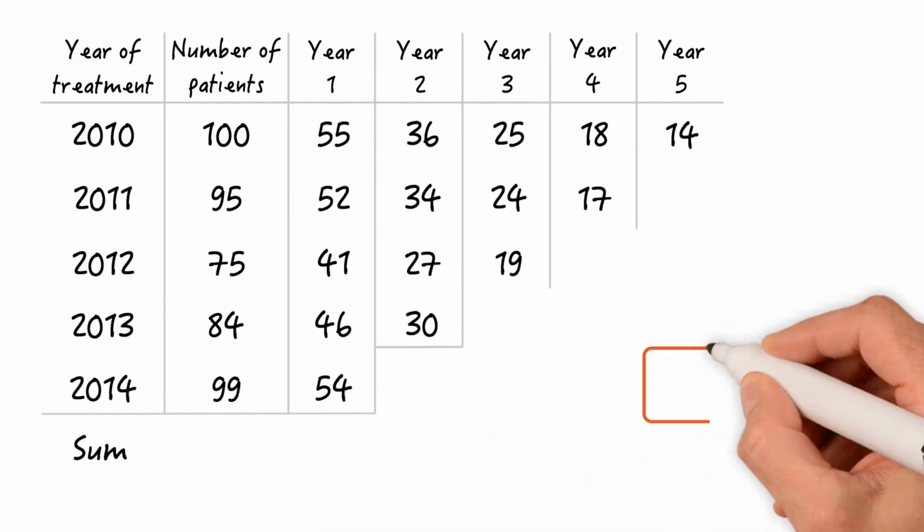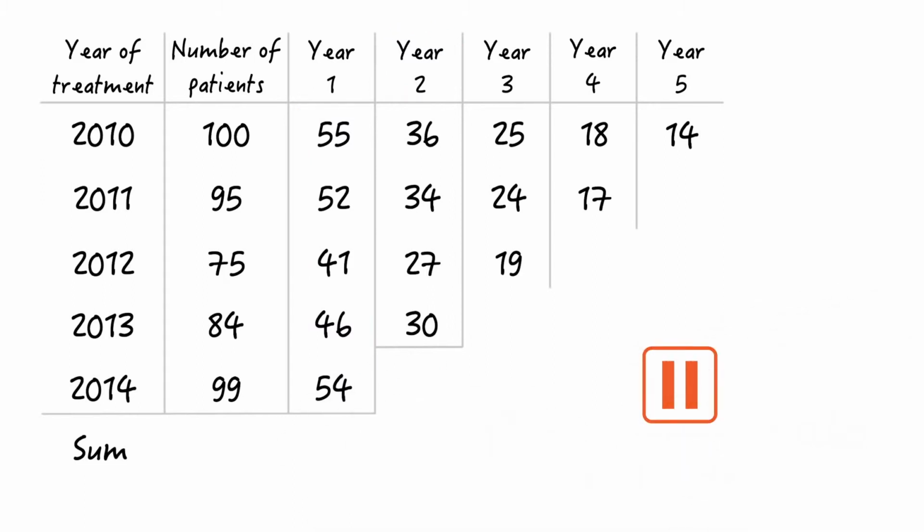Now, please pause the video and calculate the probabilities of surviving years 3, 4, and 5. That's P3, P4, and P5 yourself, and come back when you're done.